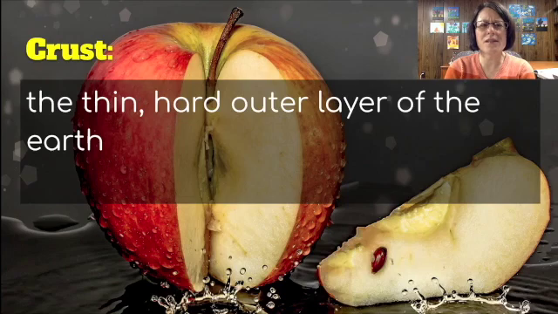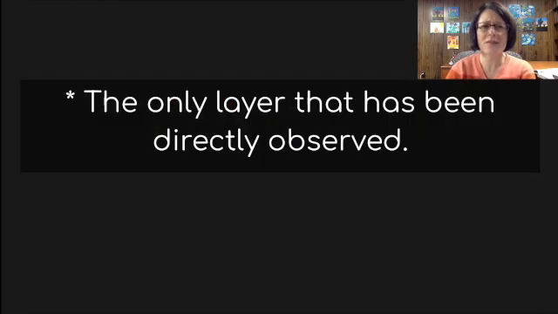So the crust is the thin, hard outer layer of the Earth. A lot like this apple here, it's extremely thin. The peel on an apple is the thinnest part of the apple, the outside, and so is the Earth's crust. And remember from the models we made in class that our Play-Doh wouldn't even spread thin enough around the outside. That's just how thin the crust is. This is the only layer that has been directly observed. Remember, we have not even made it drilling through the crust.